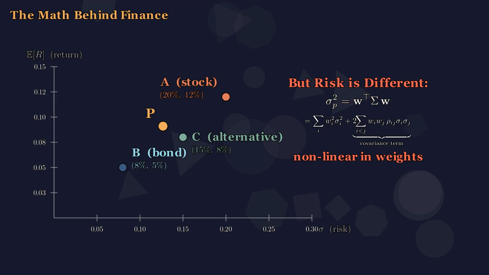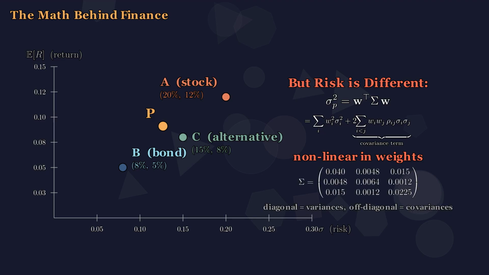The variance of the portfolio is a quadratic form: W transpose sigma W. Sigma is the covariance matrix. The diagonal holds the variances of each asset. The off-diagonal entries hold the covariances. And it's that covariance term that creates all the magic. Positive, zero, or negative, each one reshapes the portfolio's risk. Positive covariance, two assets moving together, amplifies risk. Negative covariance, they move apart, can actually cancel it out. That's diversification in a single formula. So what shape does this make in our risk-return plane?